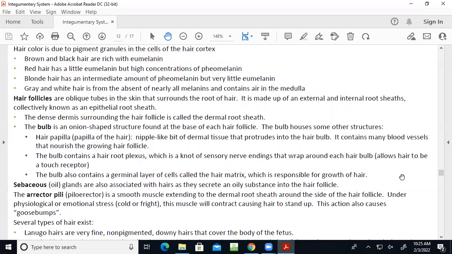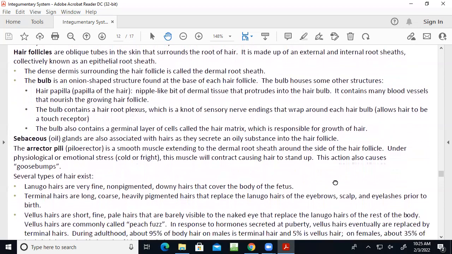And those people that, as we get older, become more gray and white haired, it's because of the absence of nearly all melanins, and the hair contains air in the medulla. So it's not as healthy of a hair, which you can kind of see just by looking at it.